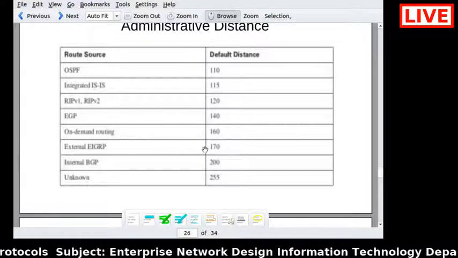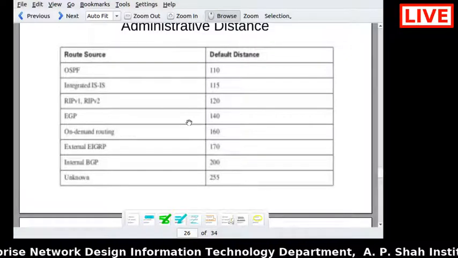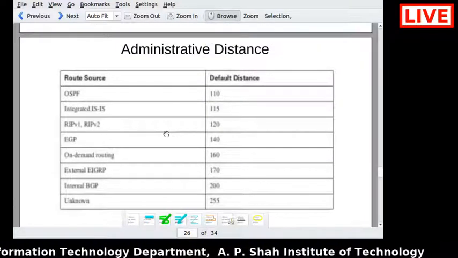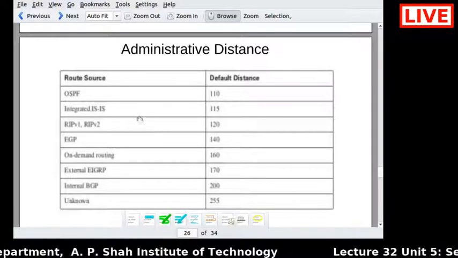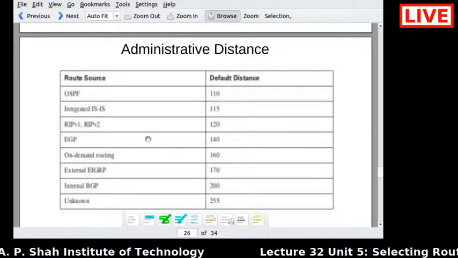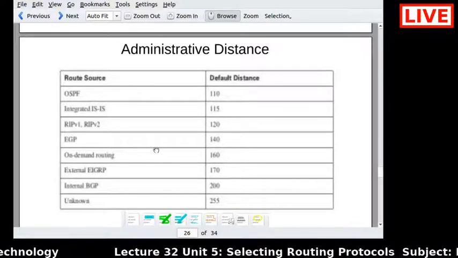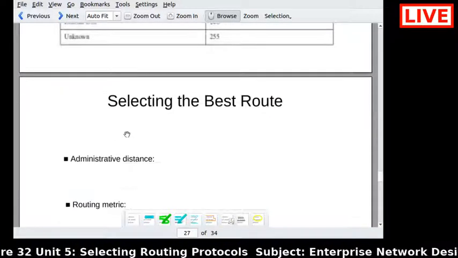Maybe a question can arise in your examination on this administrative distance. When or why is administrative distance used, what is the default administrative distance for OSPF, what is the default administrative distance for RIP, and all these questions can be asked. So that is also a useful part.